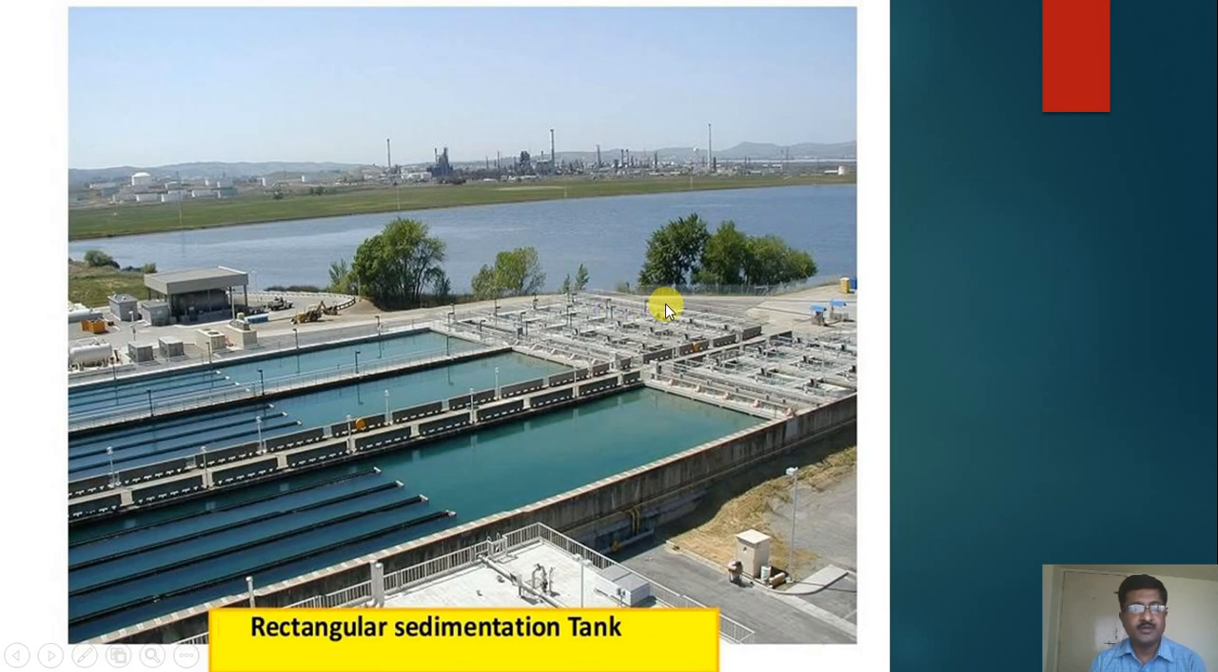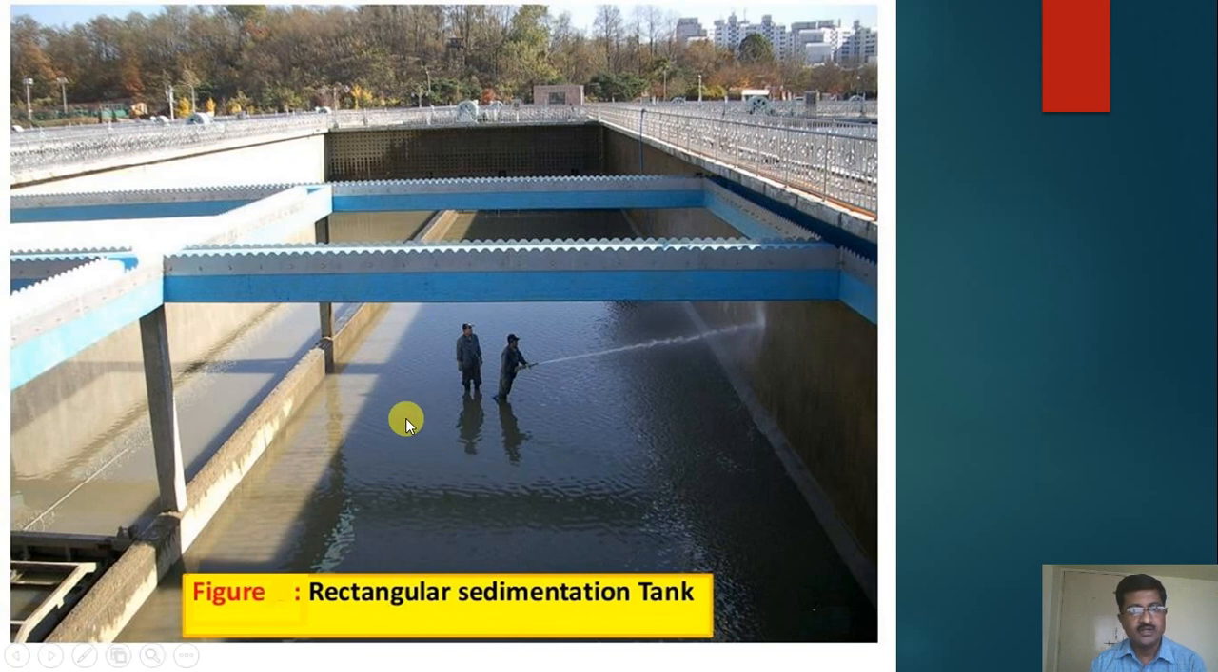Now you can see a pictorial view of a rectangular sedimentation tank. You can see the length here. In these rectangular sedimentation tanks the water is given a detention period so that the particles will settle down. This sedimentation tank is under maintenance, and washing is carried out there. At the bottom the sludge will settle down, and the supernatant water will be removed from here. So this is a rectangular sedimentation tank. This is the view inside the sedimentation tank.